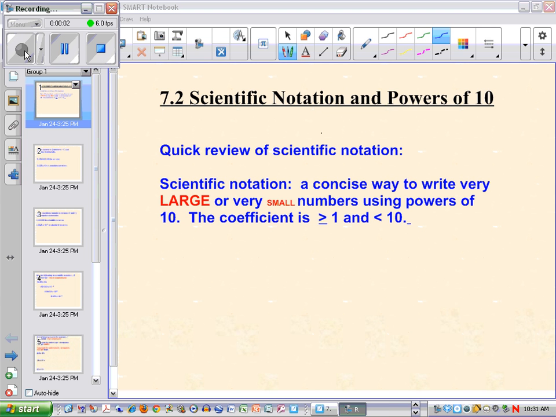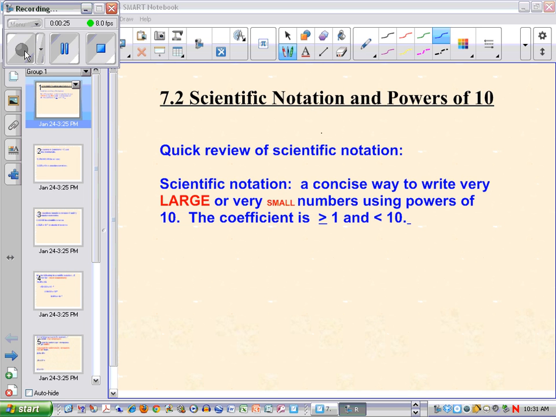Okay, so this is scientific notation, powers of 10. All right, a quick review of scientific notation. First of all, it's used for very big and very small numbers. That way you don't have to count a bunch of zeros and mess up counting them. You can tell how far you need to go by the exponent.